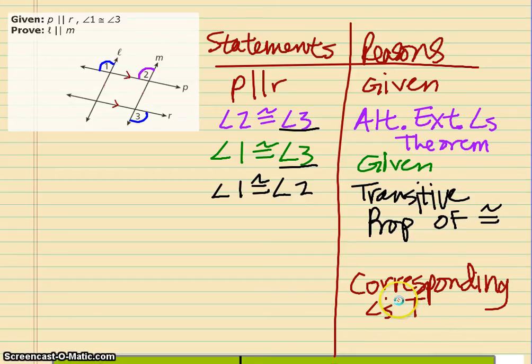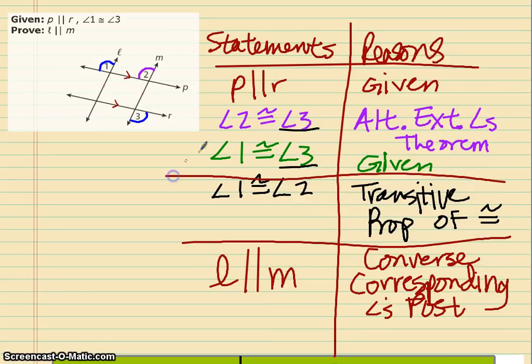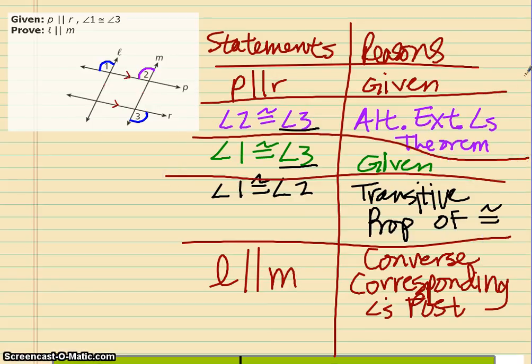And that's a postulate. But since we're going to go from corresponding angles to prove parallel, we're going to use the converse of the corresponding angles postulate to say that L is parallel to M. And we're done. That's it. So we've got these basic statements, and we used everything we were given. And that is our final proof.